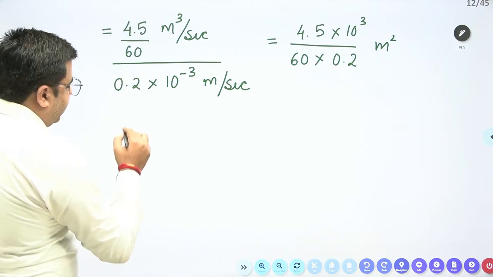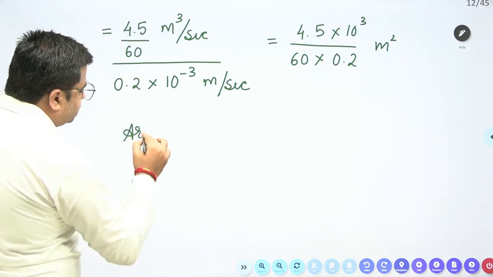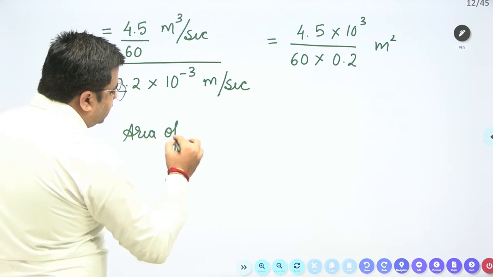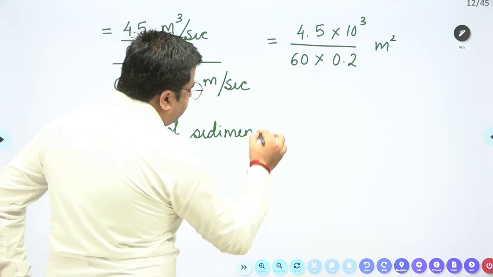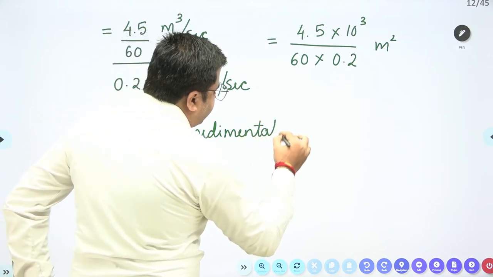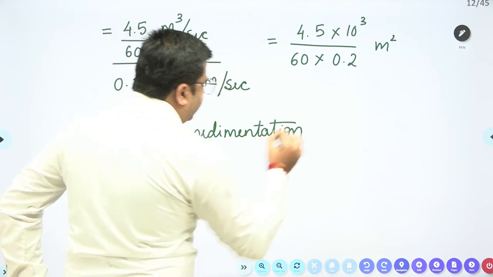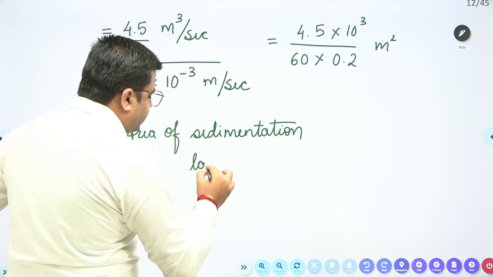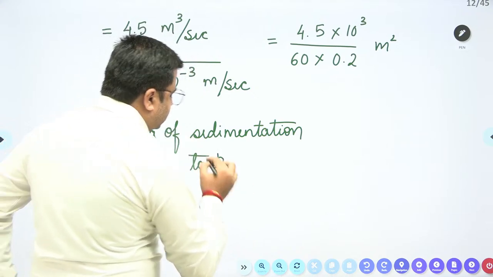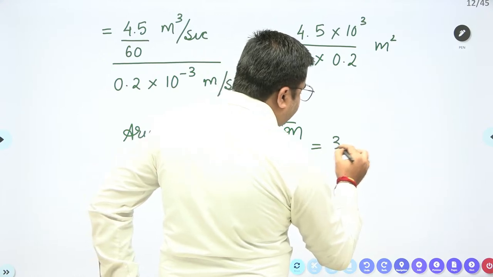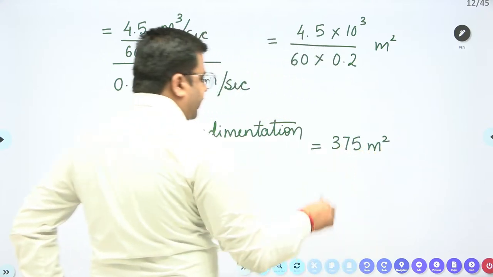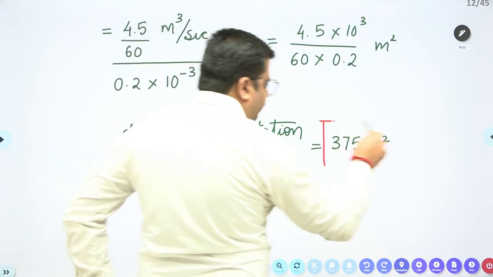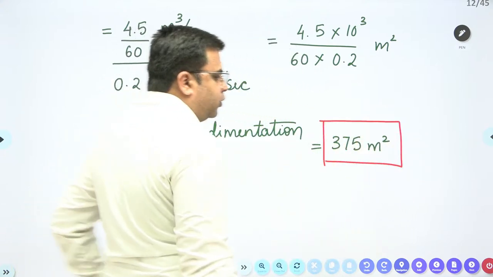So we have the area of sedimentation tank as 375 meter square. This is our final answer. So hopefully you have understood this.